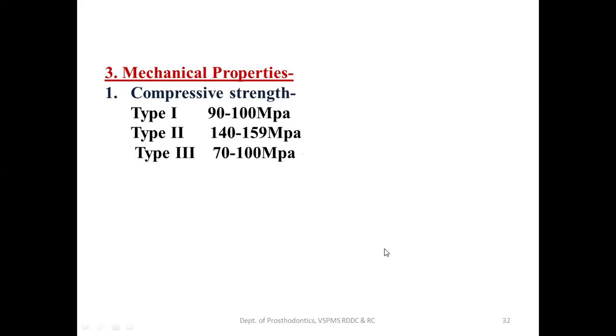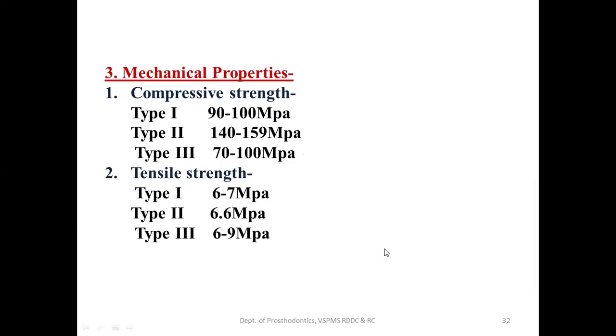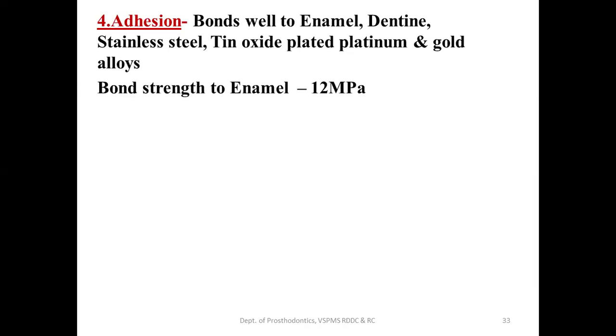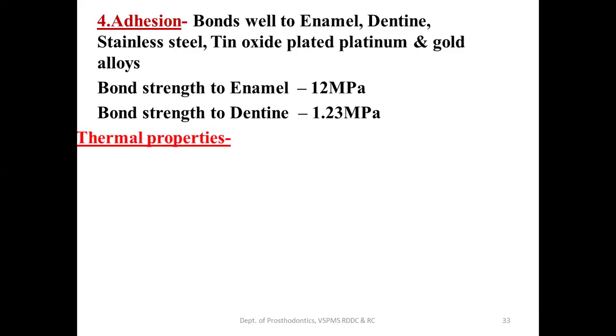Then the mechanical properties: the compressive strength for type 1 is 90 to 100 MPa, for type 2 it is 140 to 159, and for type 3 it is 70 to 100 MPa. The tensile strength is less for all types, around 6 to 9 MPa, and the modulus of elasticity varies from 7 to 9 GPa. Now coming to the adhesive property, it bonds well to enamel, dentin, stainless steel crowns, also tin oxide plated platinum and gold alloys. The bond strength to enamel is 12 MPa, while the bond strength to dentin is 1.23 MPa. You can just imagine the difference.